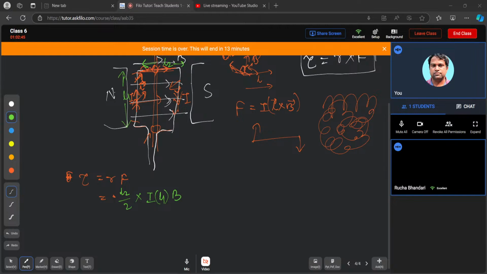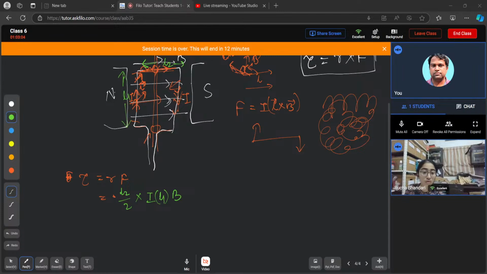So this is what we can write for the torque: I L1 L2 B by 2, that is I L1 L2 by 2 into B. This is the rotation due to the force on this side, and the force on the other side is also there, so we have to add it. Let's say this is tau.